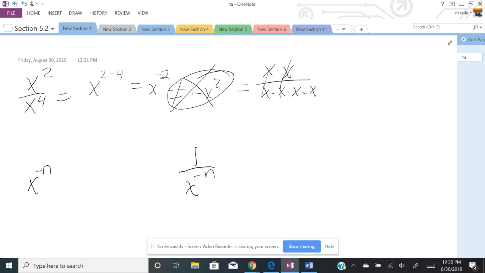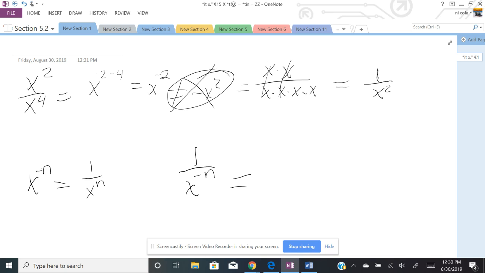Okay, that would cancel, effectively leaving me x squared on the bottom, and then I need a placeholder, which is a 1 on top. So we have a new rule, a new rule for negative exponents. x to the negative n is the same as writing 1 over x to the n.